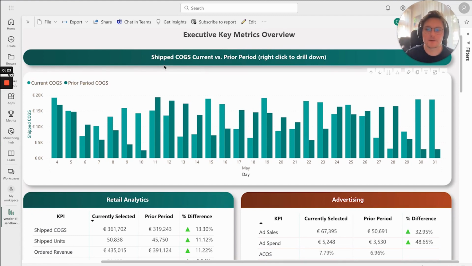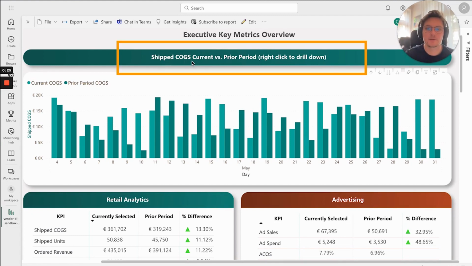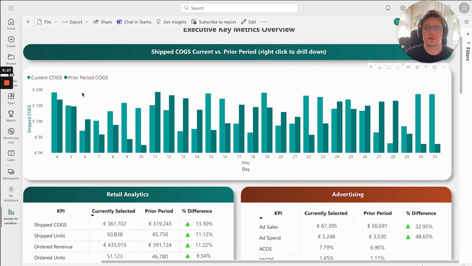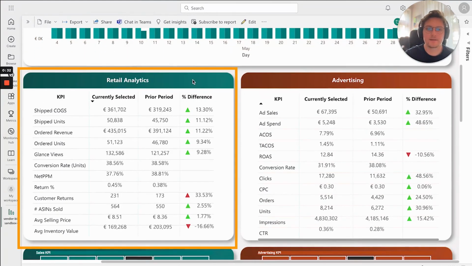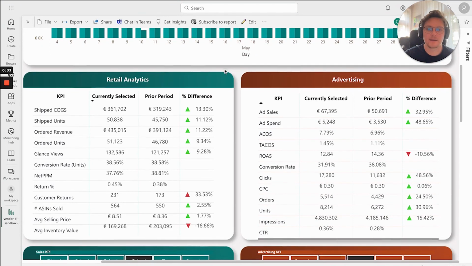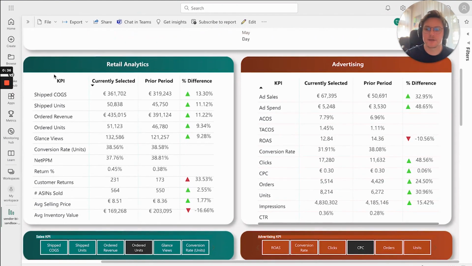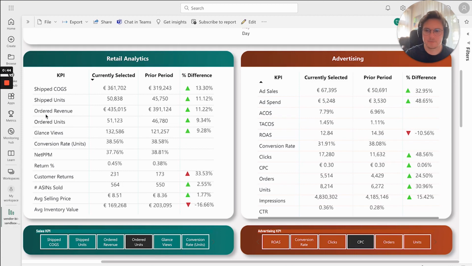So for example, we have a table here, shipped cost of goods sold, current period versus prior period. You can pick different periods with the filters. You have retail analytics data, advertising data, you have different KPIs, right? So you have, for example, shipped cost of goods sold, currently selected versus prior period. You can see the difference. Same with order revenue, order units, returns.